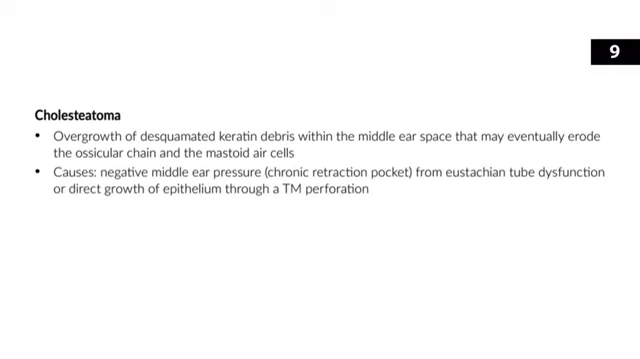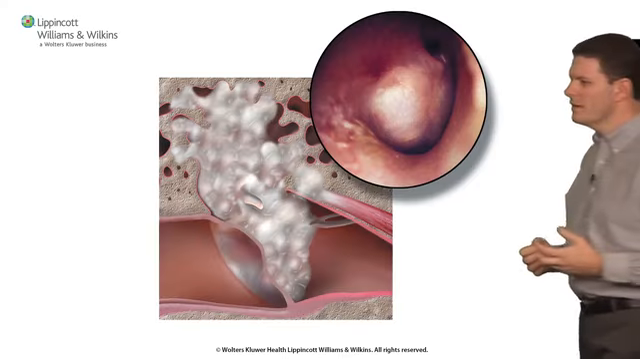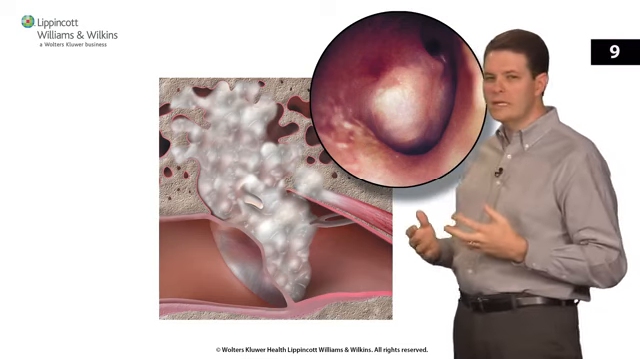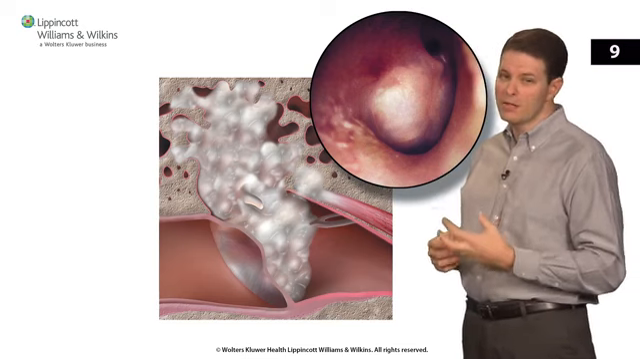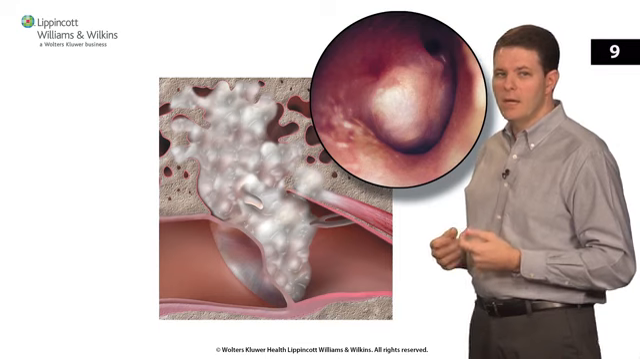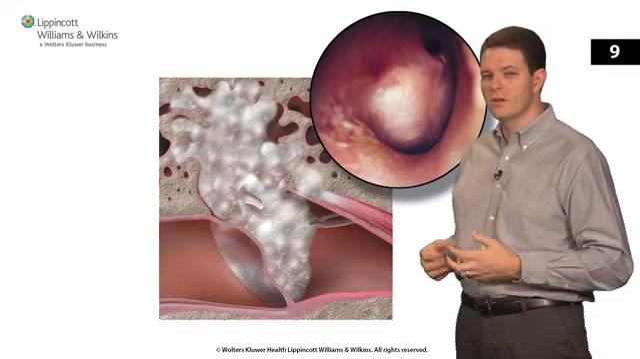So what causes cholesteatoma? Well, there's negative middle ear pressure from eustachian tube dysfunction, and that negative pressure pulls on the tympanic membrane and creates a chronic retraction pocket. Or it could occur when there's a hole or perforation in the tympanic membrane and the epithelium grows through that perforation from the inside out. Now, cholesteatoma is commonly associated with chronic middle ear infection. On physical exam, you're going to see a grayish-white or pearly lesion behind the tympanic membrane, or possibly involving the tympanic membrane. And the patient may also have some conductive hearing loss or vertigo.